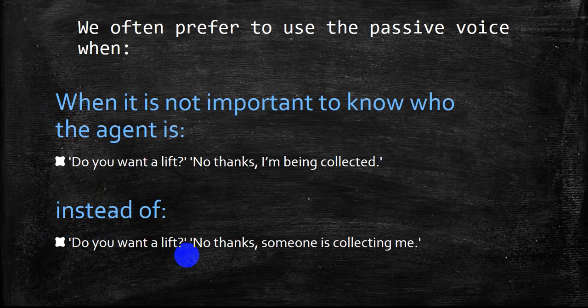We use the passive voice when it's not important to know who the agent is. Do you want a lift? No thanks, I'm being collected. Instead of, no thanks, someone is collecting me.